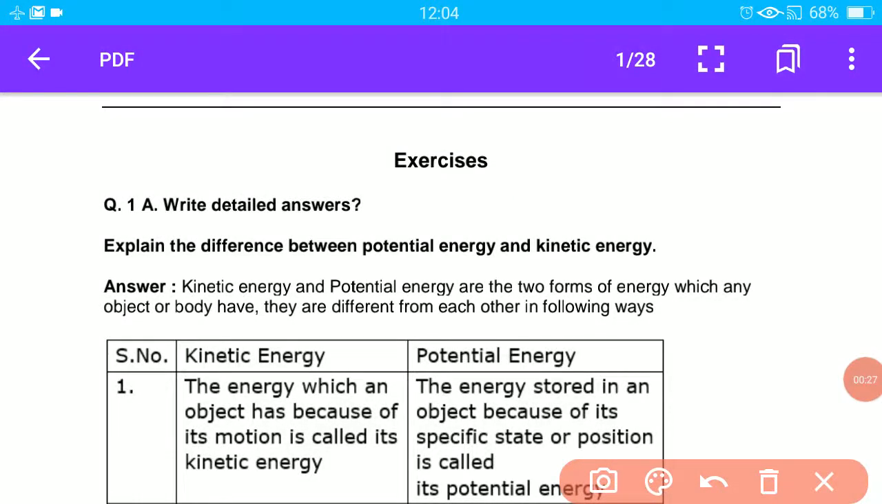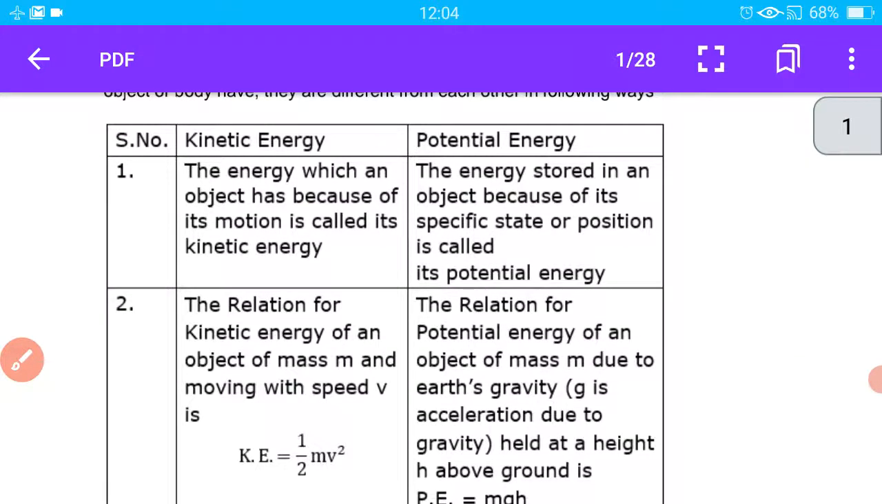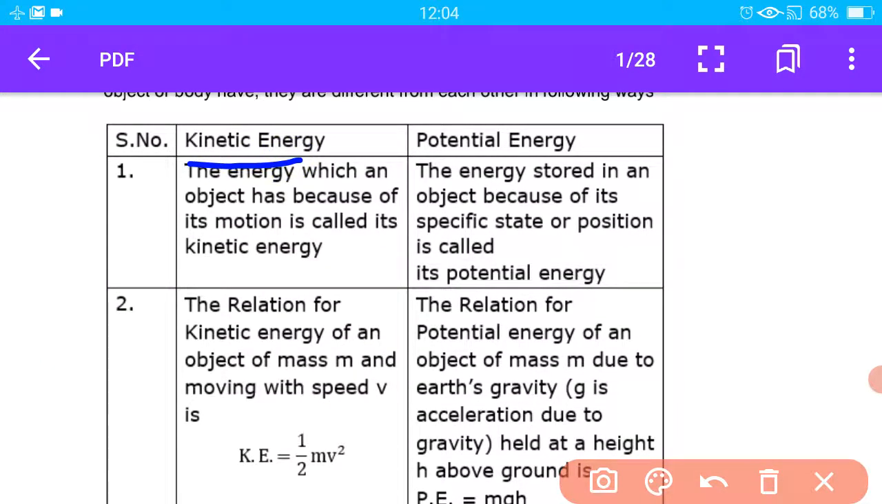Answer. Kinetic energy and potential energy are the two forms of energy which any object or body has. They are different from each other in the following ways. Kinetic energy and potential energy. First point of kinetic energy: the energy which an object has because of its motion is called kinetic energy.